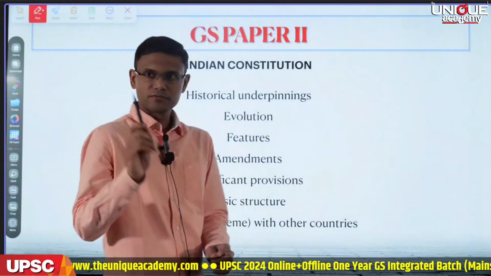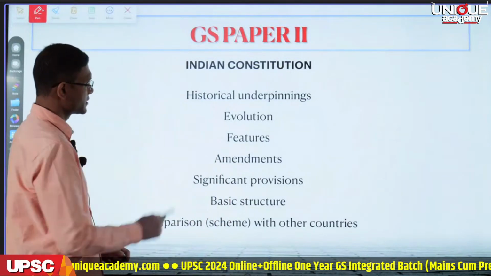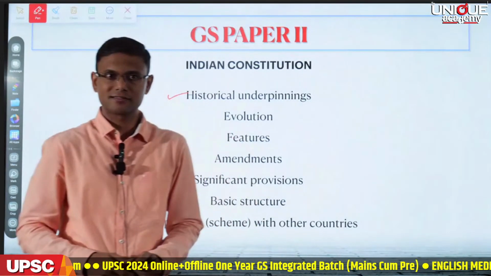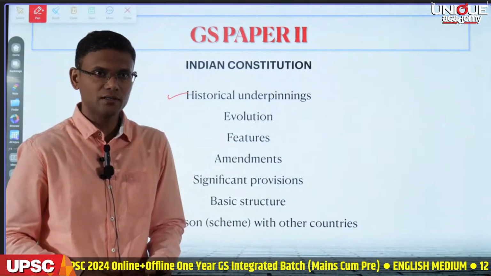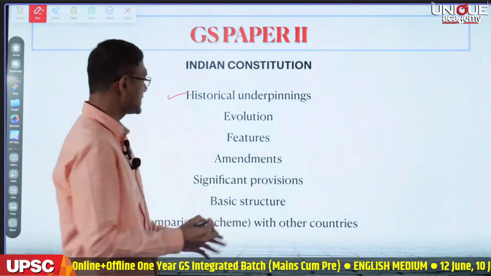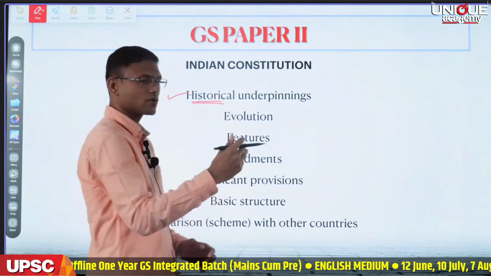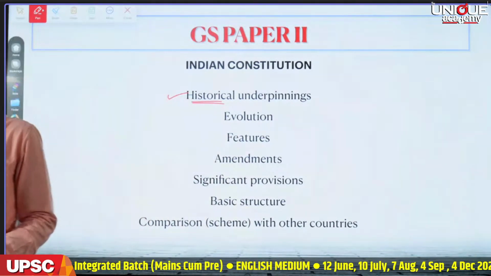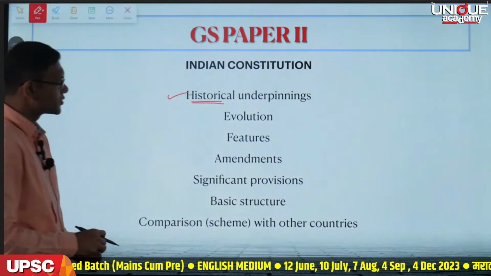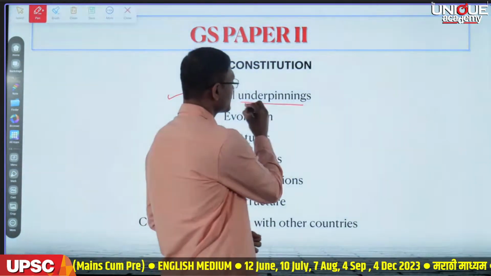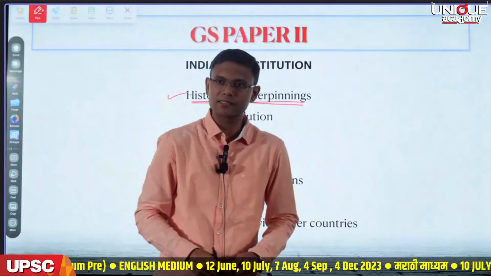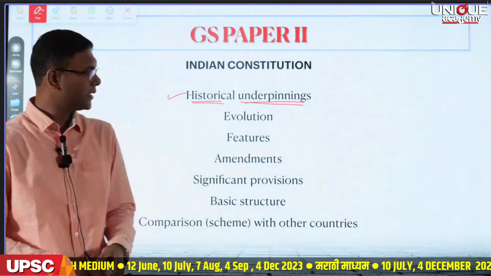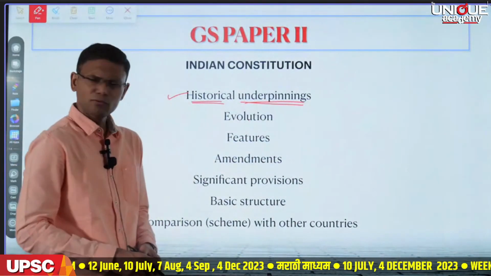So Indian Constitution, first point of our syllabus. Here you have historical underpinnings, right? This basically says historical background, or the roots of the Constitution. So underpinnings is nothing but the roots, or historical factors which resulted in the creation of our Constitution. So can you list a few?